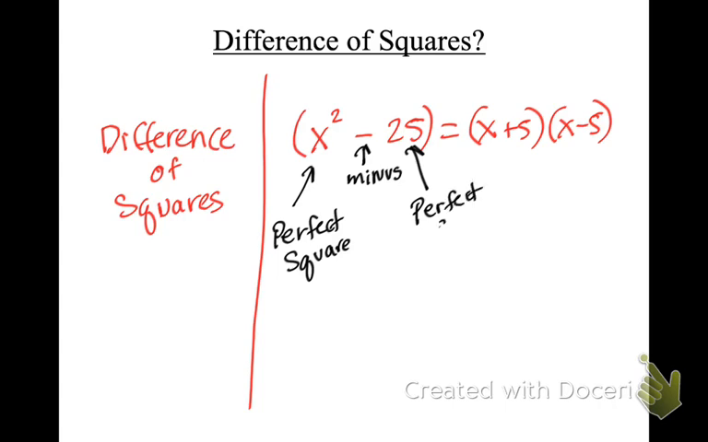That's the pattern. When you see a perfect square minus a perfect square, your binomials will be the same, but the signs in the middle will be different. I'm going to erase this so you know to write difference of squares on the left, and you can copy these here.